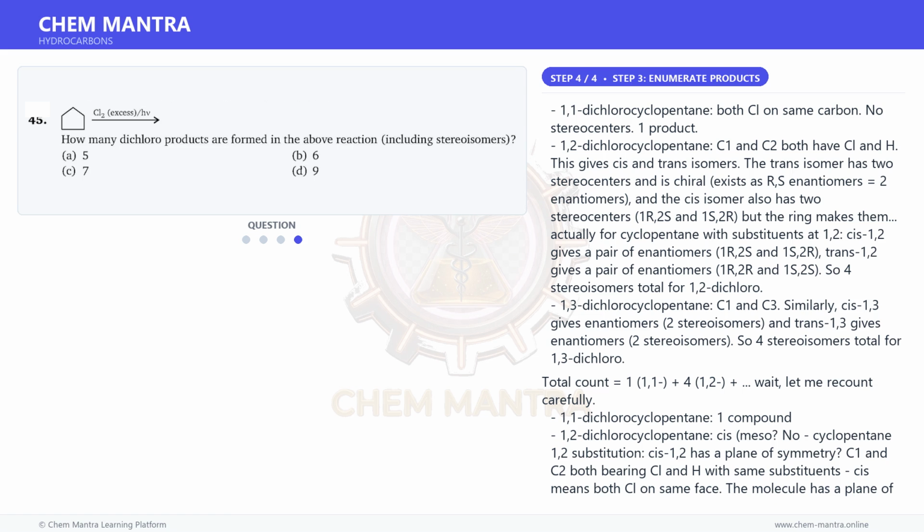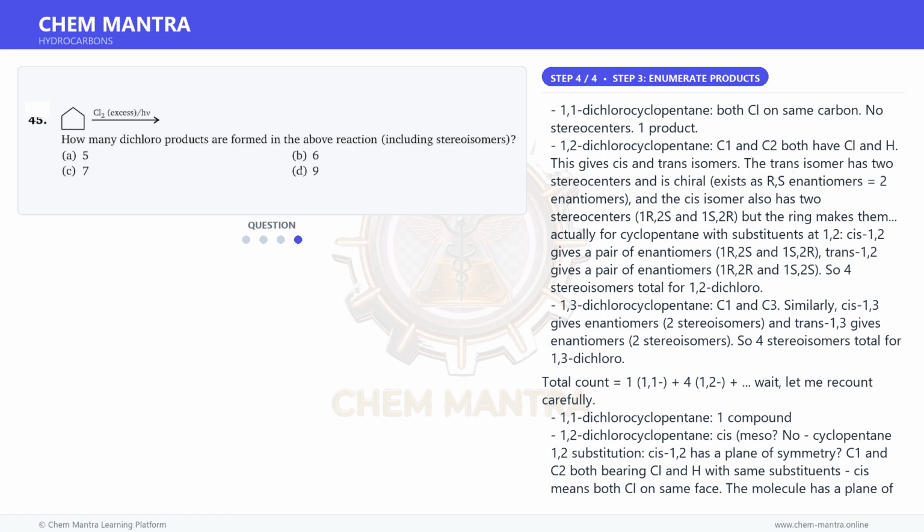The trans isomer has two stereocenters and is chiral, exists as R,S enantiomers, equal to 2 enantiomers. The cis isomer also has two stereocenters, 1R,2S and 1S,2R, but the ring makes them. Actually for cyclopentane with substituents at 1,2, cis gives a pair of enantiomers, 1R,2S and 1S,2R; trans gives a pair of enantiomers, 1R,2R and 1S,2S. So 4 stereoisomers total for 1,2-dichloro.